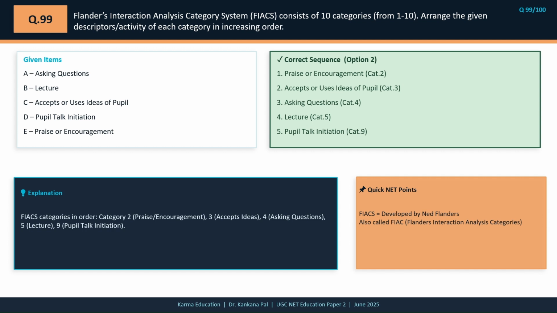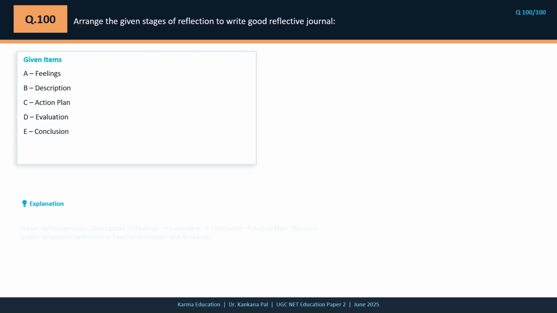Well, these correspond to category 2, category 3, category 4, category 5 and category 9 respectively. A quick NET point: FIACS was developed by Ned Flanders. Now, let's move to question number 100. Question number 100. Arrange the given stages of reflection to write a good reflective journal.